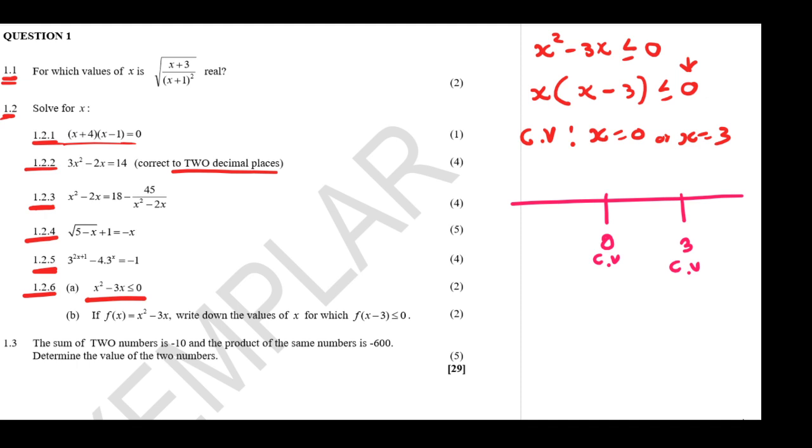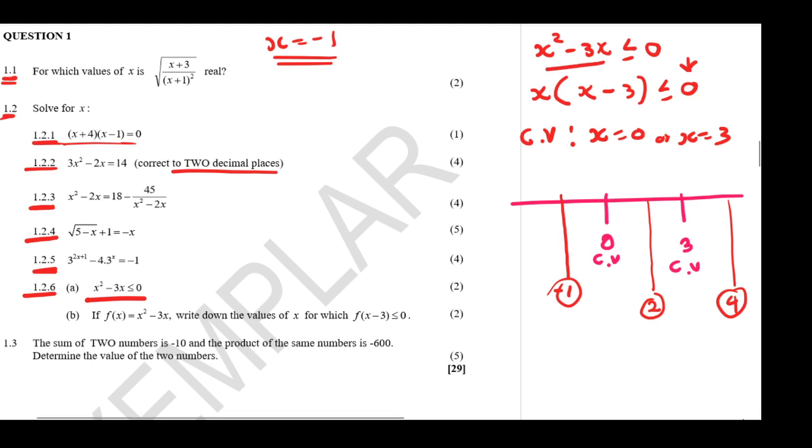So now here is the important part. You need to test values before your critical value. So any value that's before 0, we can say it's minus 1. You're going to test it. And test the value that is between your critical values. Let's say it's 2. Test the value that is after your critical value. Let's say it's 4. So you're going to test these values. You're going to test x being equals to minus 1. How do you test it? You substitute in this equation here. Substitute in x squared minus 3x, right? The important thing is to identify the sign that you're going to get when you substitute.